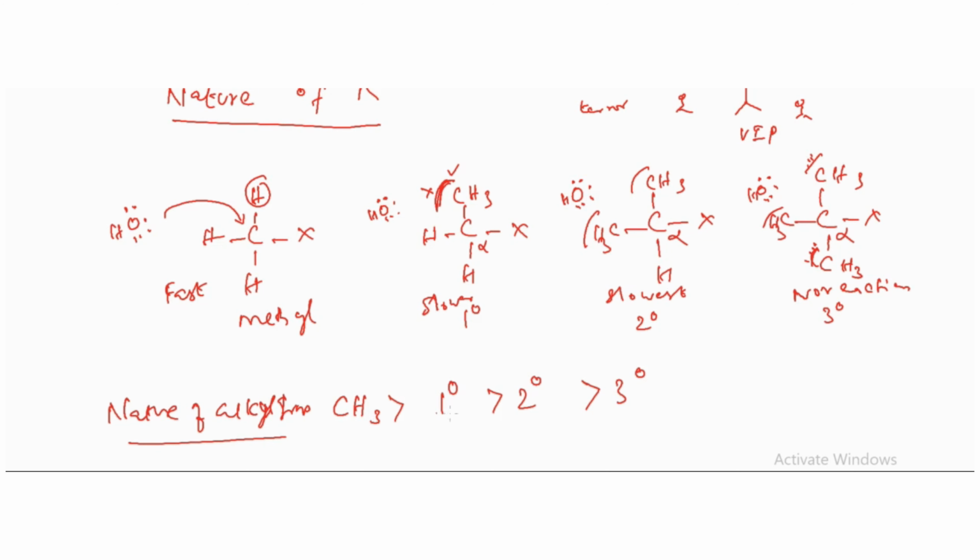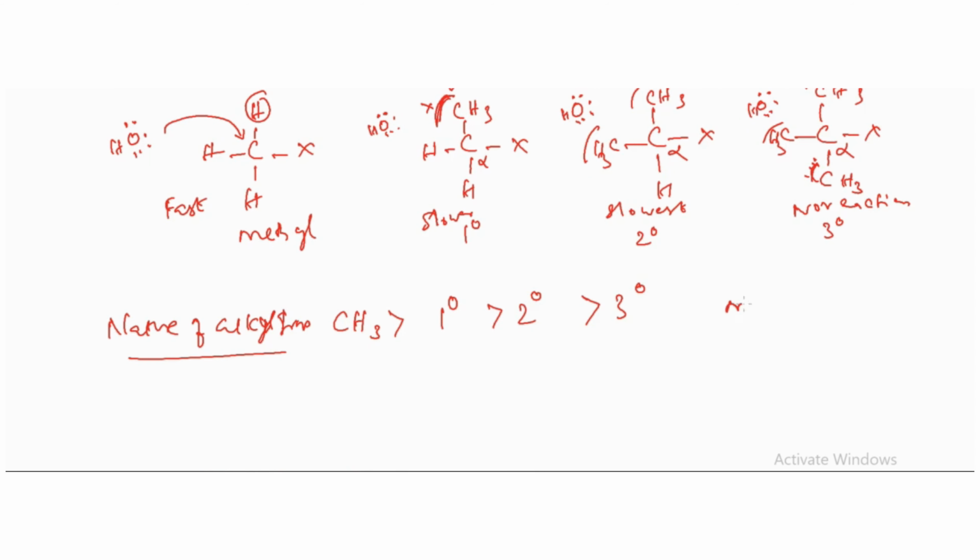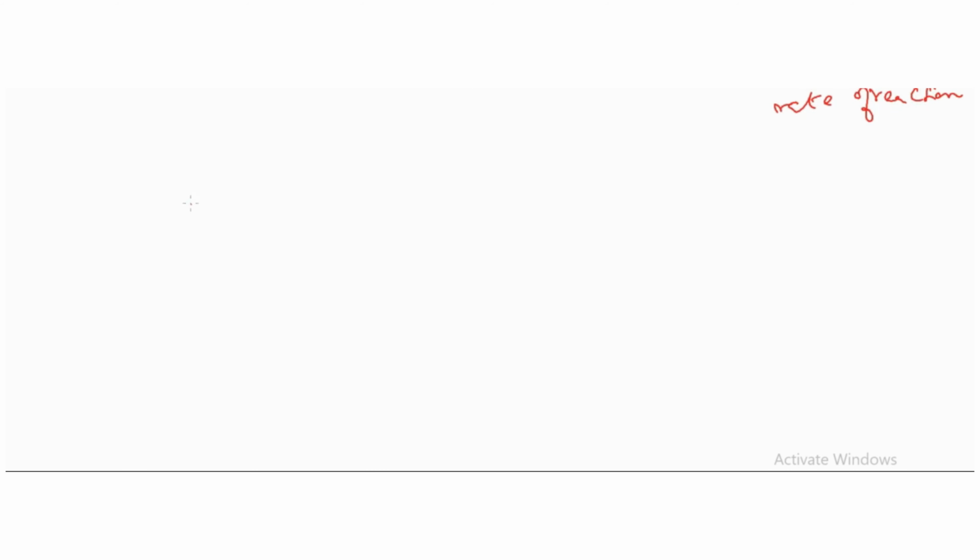It influences the rate of SN2 reaction. The same analogy applies to the VIP and the terrorist: more crowd, slow reaction. So the key point is that more branching reduces the rate of SN2 reaction.